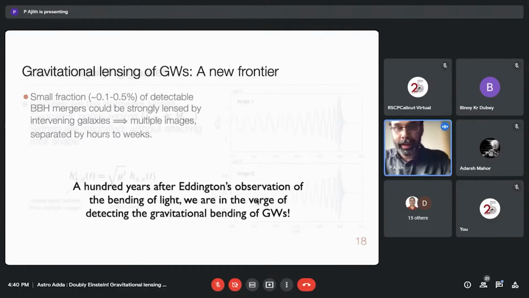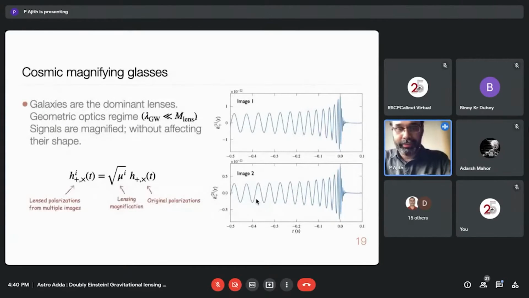So how do we identify them? How do they appear in these detectors? Basically, the galaxies are these dominant gravitational lenses, and their gravitational radius is huge. They have masses of 10^13 or 10^12 solar masses.